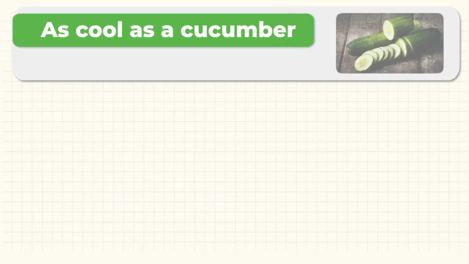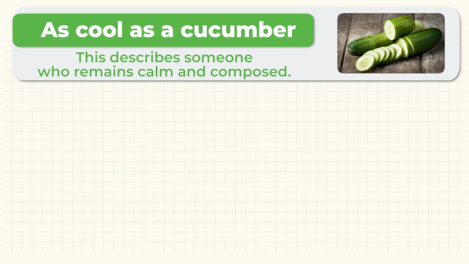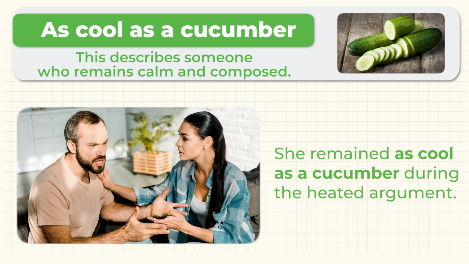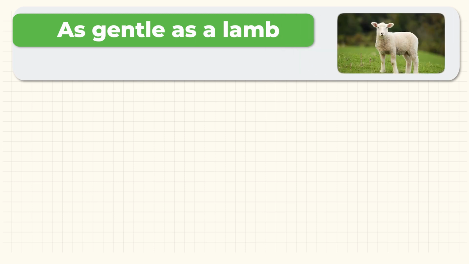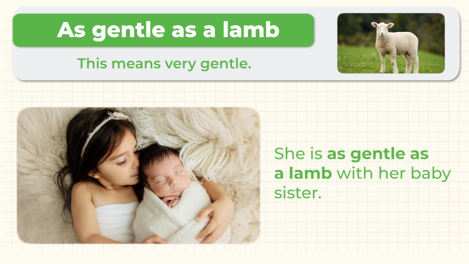As cool as a cucumber. This describes someone who remains calm and composed. She remained as cool as a cucumber during the heated argument. As gentle as a lamb. This means very gentle. She is as gentle as a lamb with her baby sister.